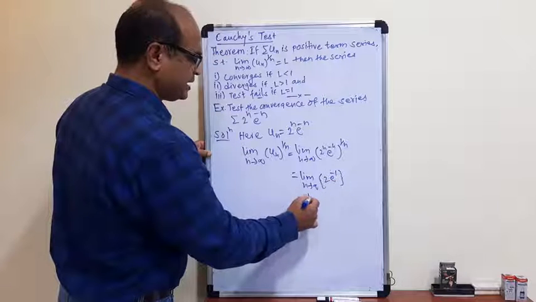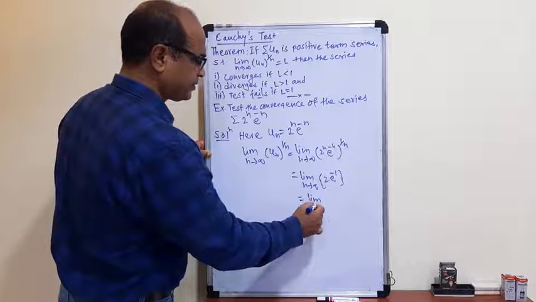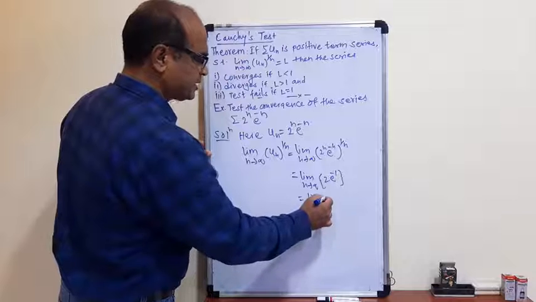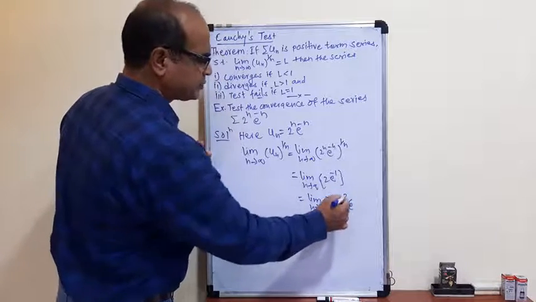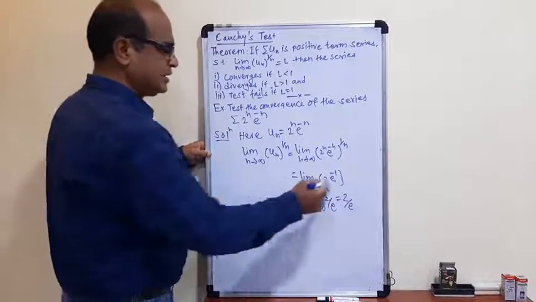Okay, so this is the limit as n tends to infinity. So that is 2 upon e. So the limit is 2 upon e. So this is L.